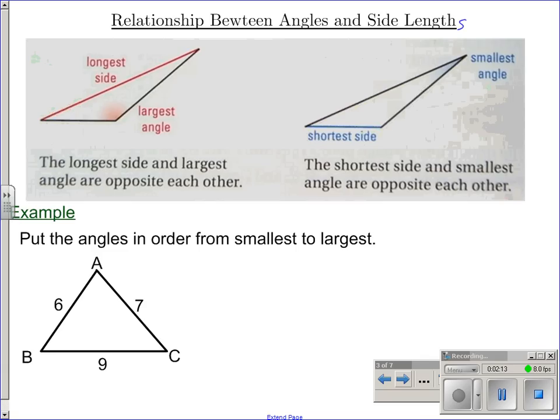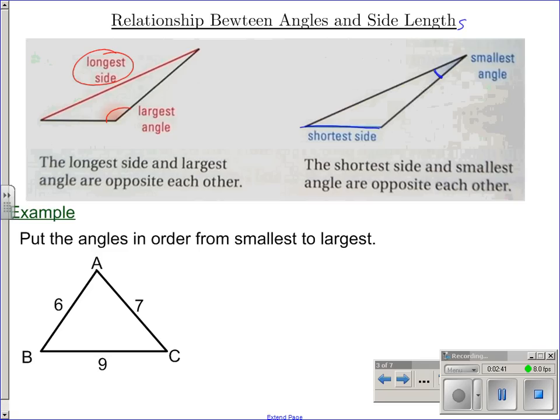If you have the biggest angle, across from it is the longest side. Or if you have the smallest angle, across from it would be the shortest side. That's the basic relationship, okay? You know, there's nothing exact about it yet. Like I said, that's trigonometry. We'll get there, or at least part of it. There's a lot of stuff with trigonometry, but we'll get to some of the ideas.